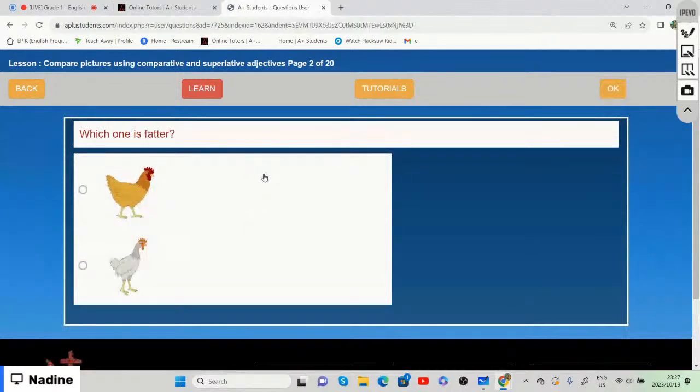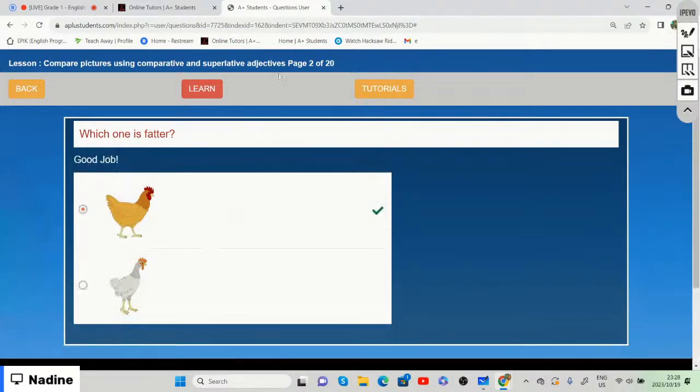All right, so here we have the chickens, right? Which one is fatter? Is it the first one or the second one? Which one is fatter? Is it the first one, number one, or number two? Fatter. All right, so if we choose the top one, or the first one, then we can say that one is fatter because we're comparing these two chickens.